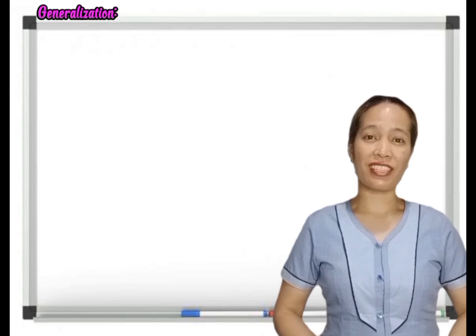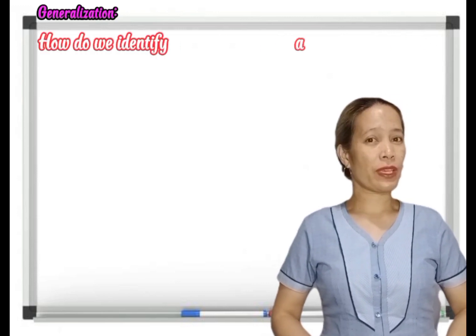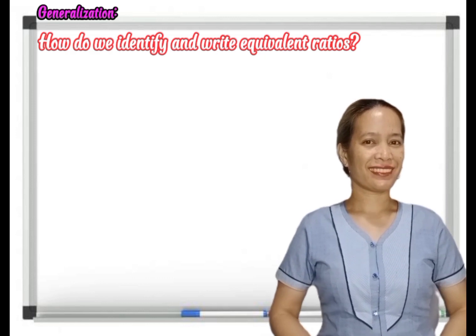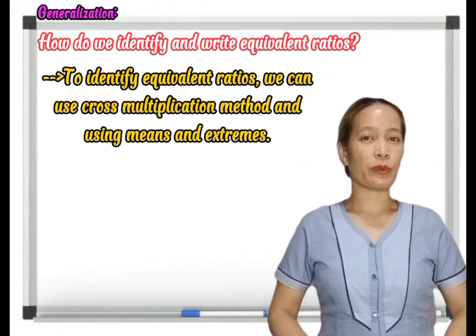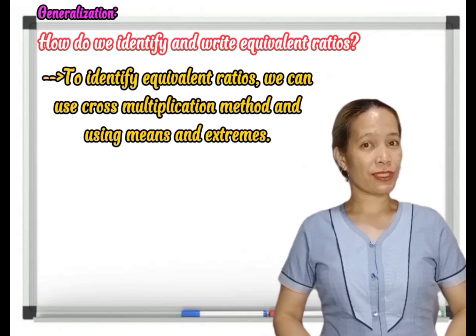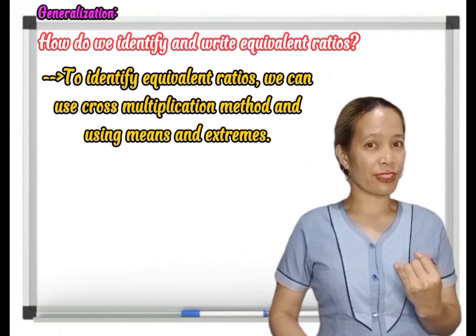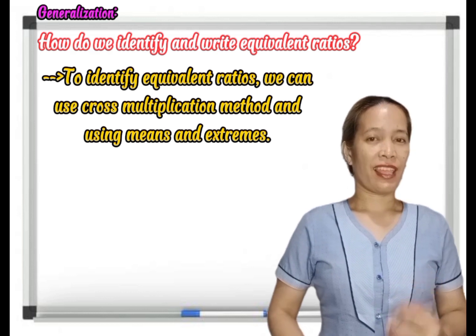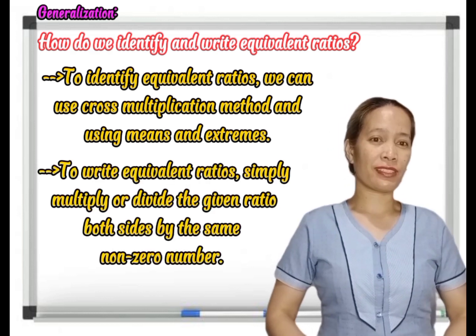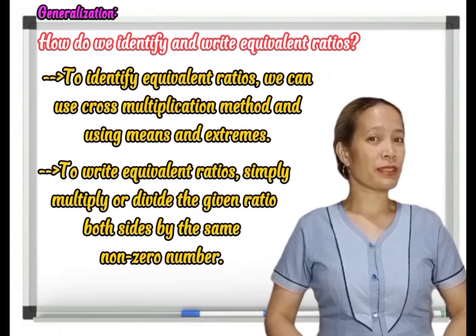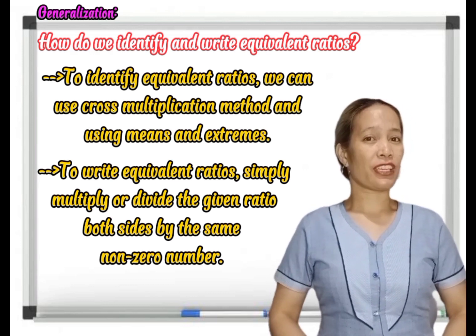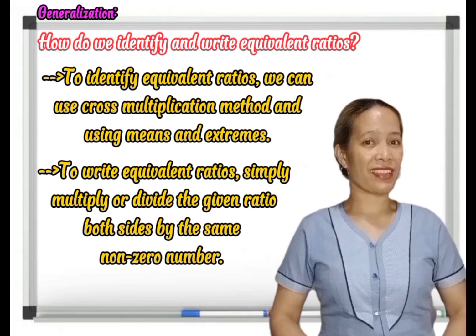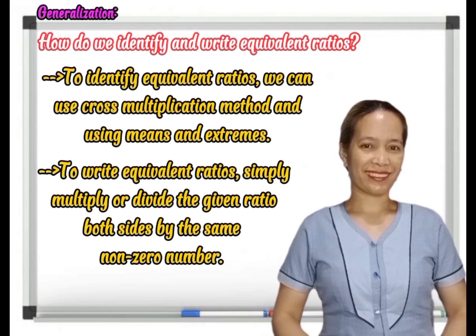Again, let us answer this question. How do we identify and write equivalent ratios? To identify equivalent ratios, we can use cross-multiplication method and using means and extremes. And to write equivalent ratios, just simply multiply and divide the given ratio both sides by the same non-zero number.